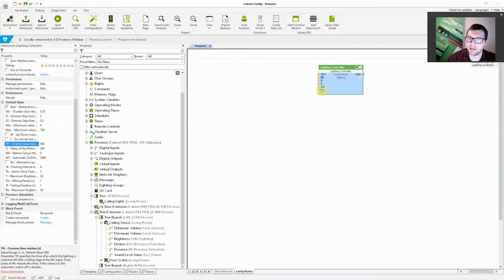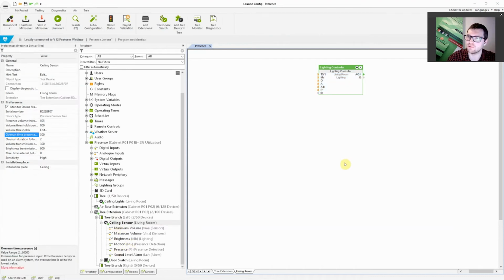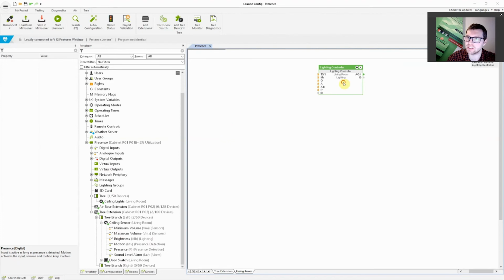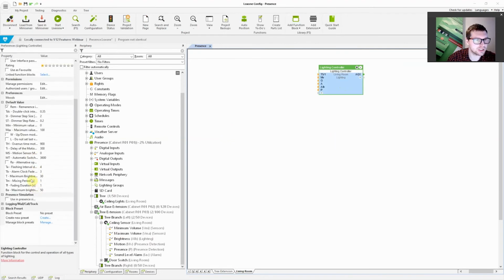It does not apply to the P input. The P input does not pay any heed to the TH timer in the function block. The reason being is that, as we have just discussed, the presence sensor itself has an overrun. So if we were to tie the presence sensor into MV there, we would end up with 2 overruns. We would end up with the overrun of the sensor itself of 300 seconds, plus the overrun within the lighting controller as well for 900 seconds, which would obviously be incorrect. So TH only applies to the MV input.